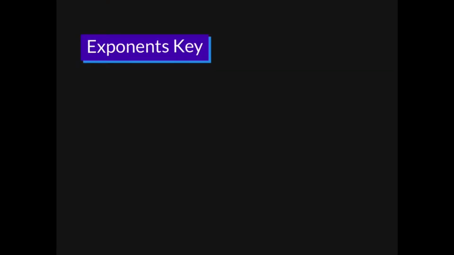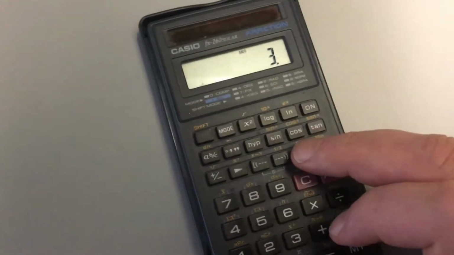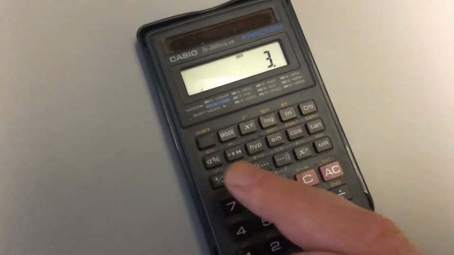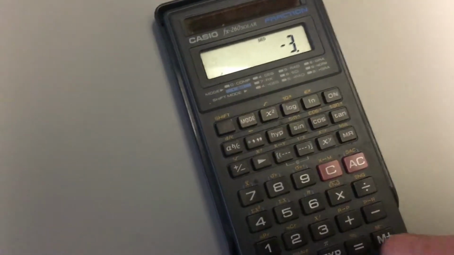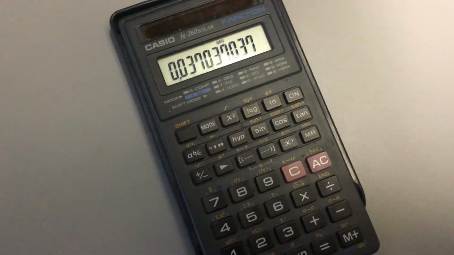But how would we enter a negative exponent, such as 3 to the negative 3? Do it the same way. The base is 3. I'm going to press the exponent key, and the exponent is 3, and then I'm going to use my integer key, negative, equals. And the answer, as you can see, is 0.037 repeating.